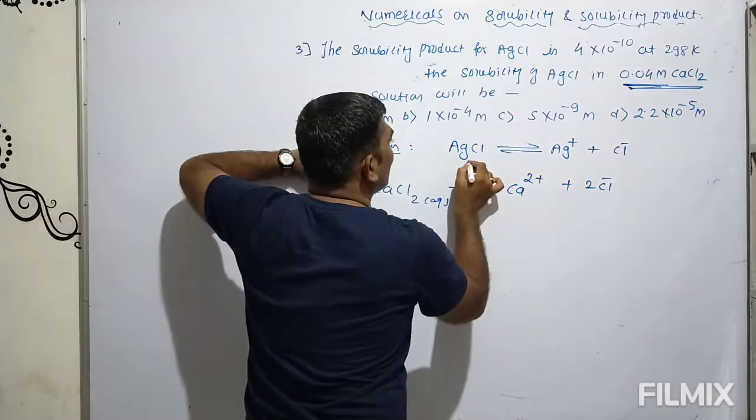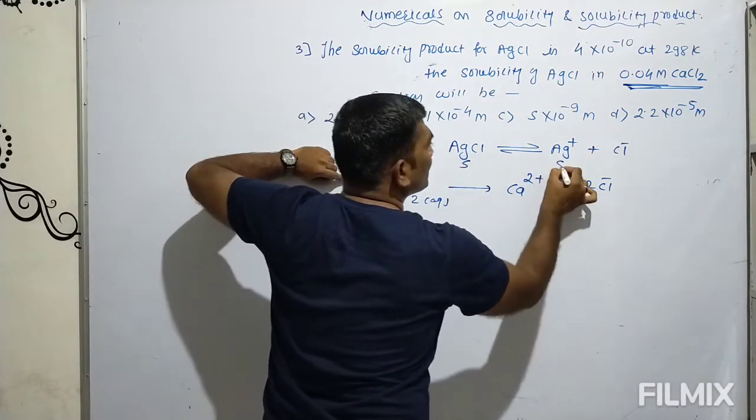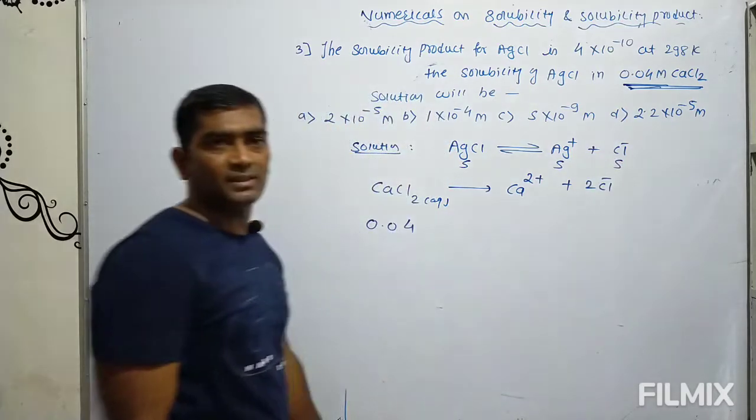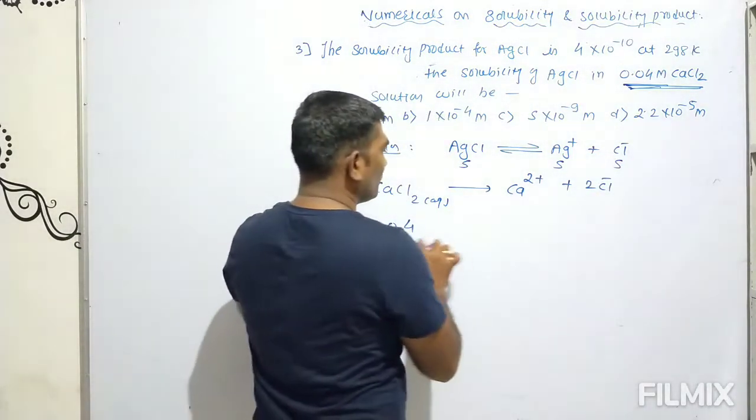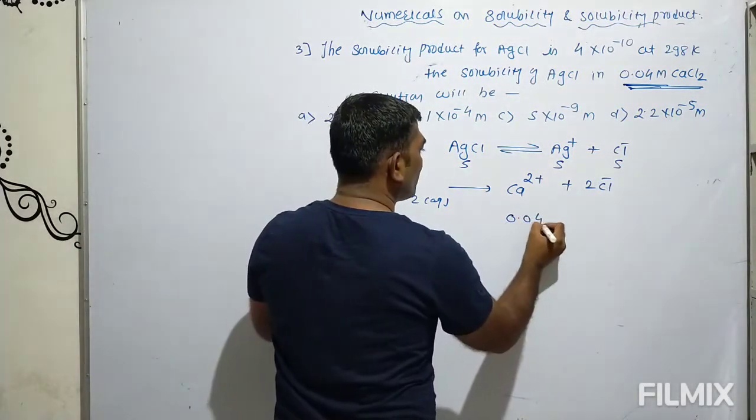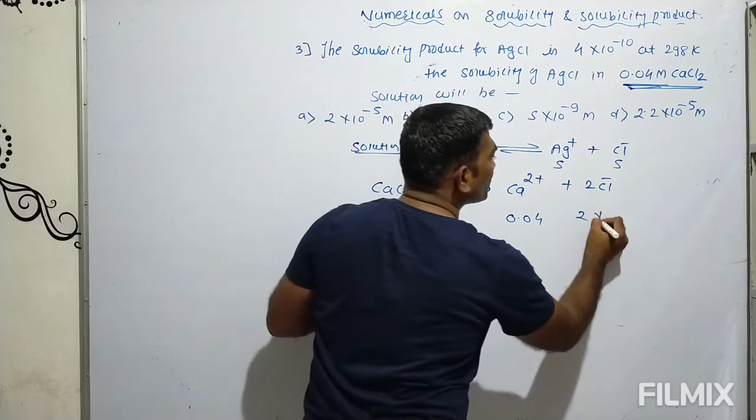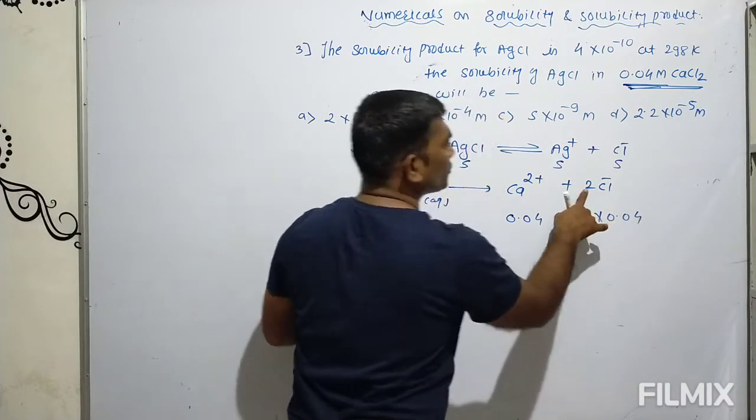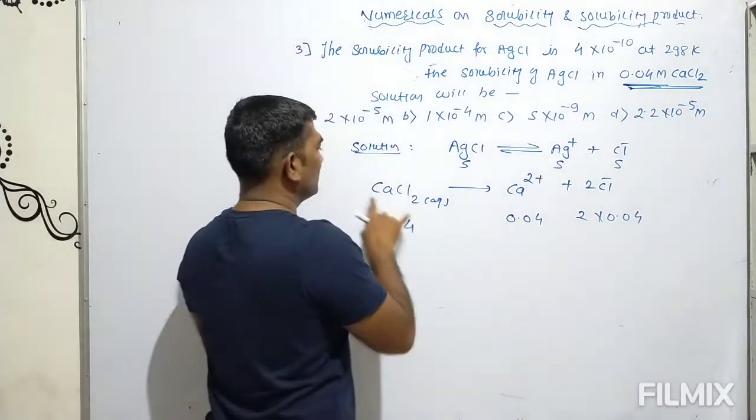Suppose this one is S. Coefficient is 1. Here this is S and this is S. Here 0.04 becomes 0.04, and this is 2 into 0.04. Why? Because the coefficient is 2. Coefficient is 1.